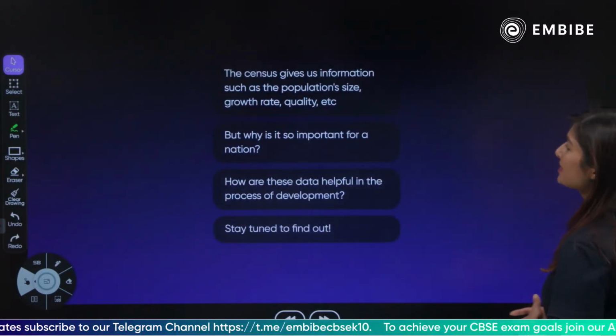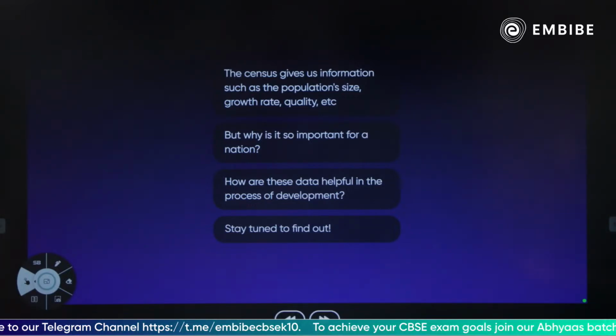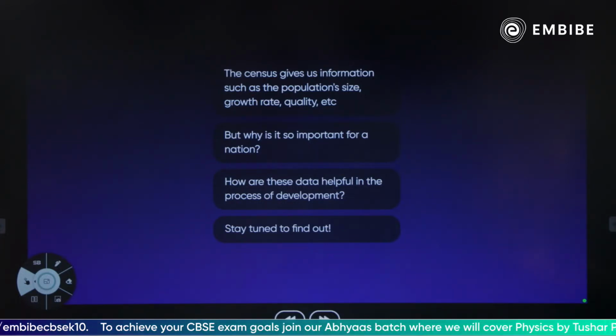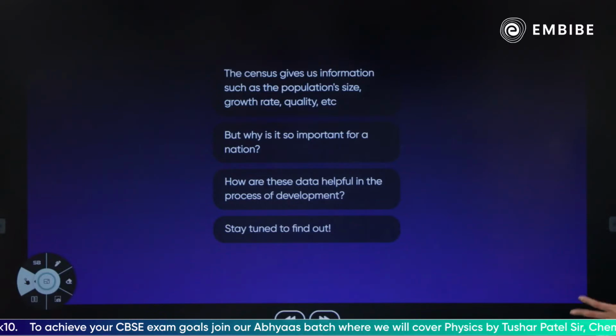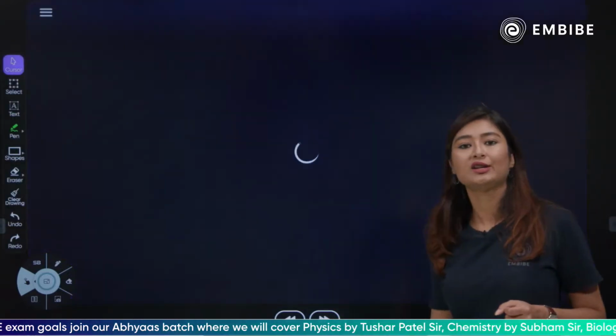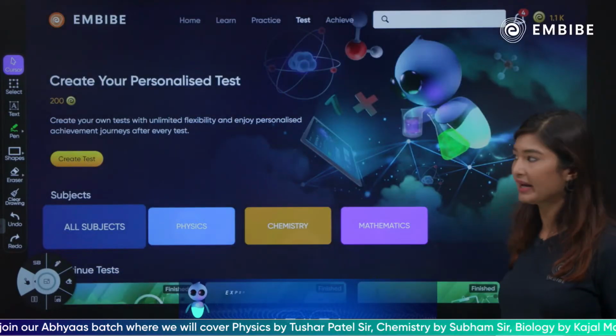Now, the census gives us information such as population size, growth rate, quality. But what is so important for a nation? Why is it so important? How are these data helpful in the process of development? Do we really consider these? What do we do with this data? In the next session, guys, tomorrow, same time, same place, we will find out.